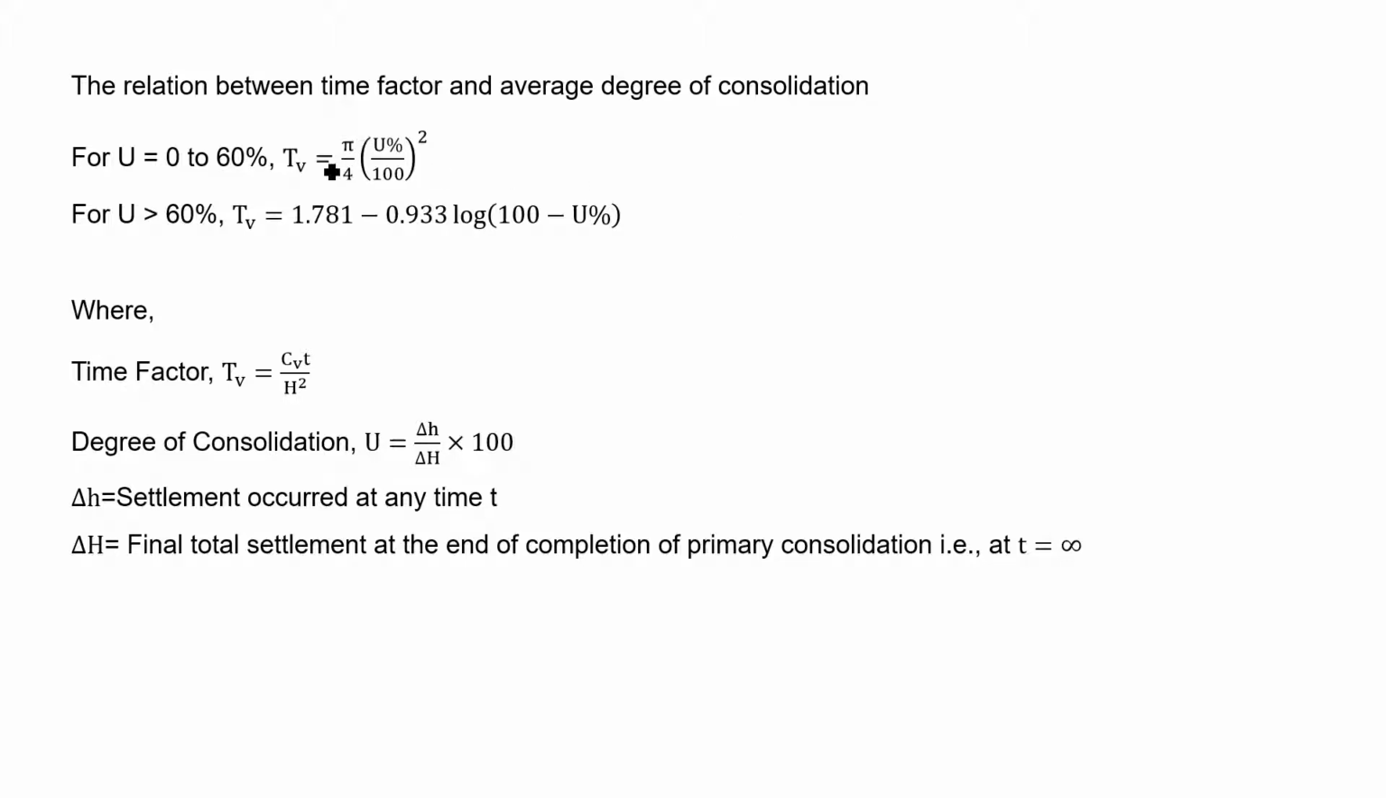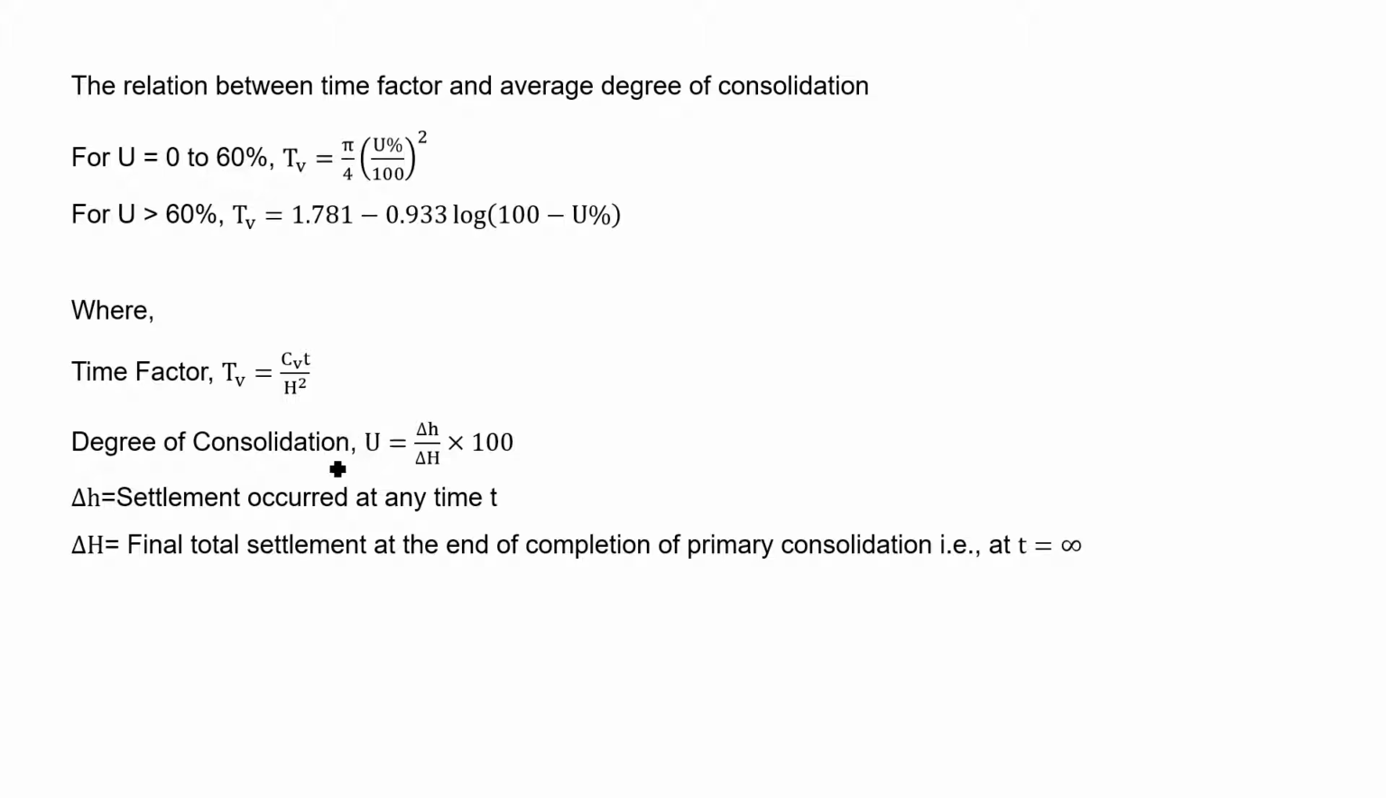The relation between time factor and degree of consolidation has two equations. The first equation, when the degree of consolidation lies between 0 to 60%, is Tv equal to pi by 4 into (U by 100) square. Now, if U is greater than 60%, we use this equation: Tv is equal to 1.781 minus 0.933 log (100 minus U), where this Tv is the time factor which is equal to Cv t by H square, and U is the degree of consolidation.